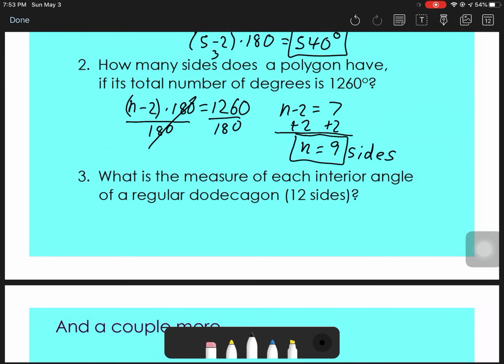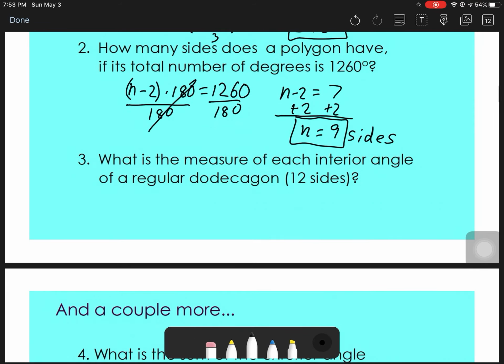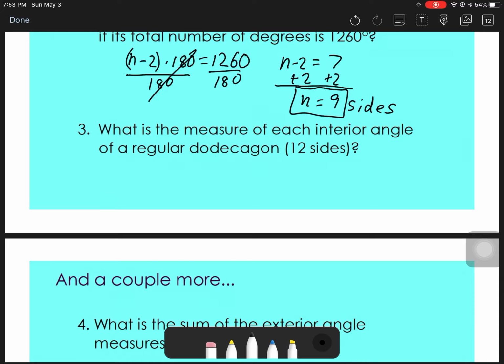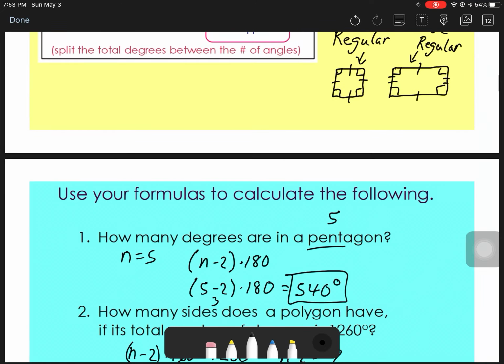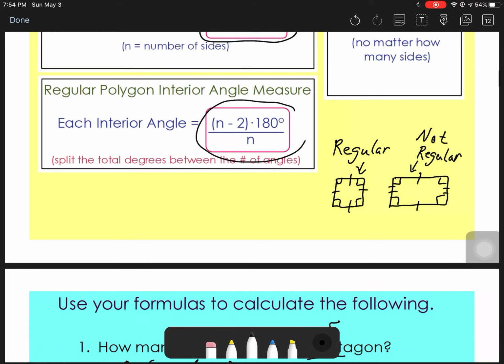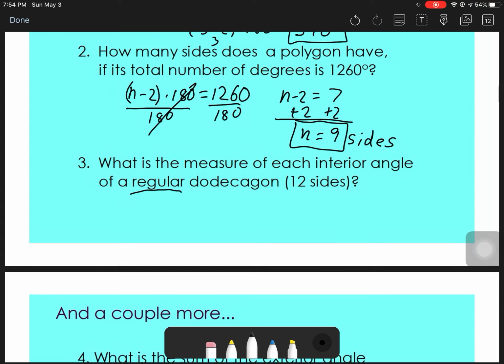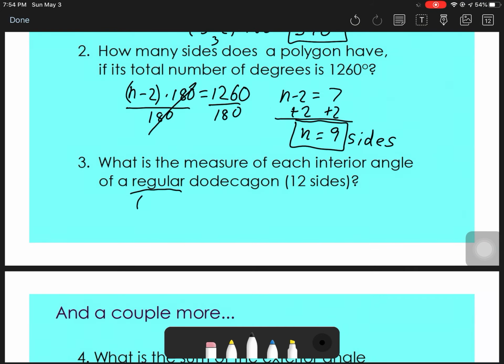What is the measure of each interior angle of a regular dodecagon? A dodecagon has 12 sides, and this one is regular. We're trying to find the interior angle, so we use this formula: n minus 2 times 180 divided by n. I'll write that here so we remember it. For n, that equals 12.